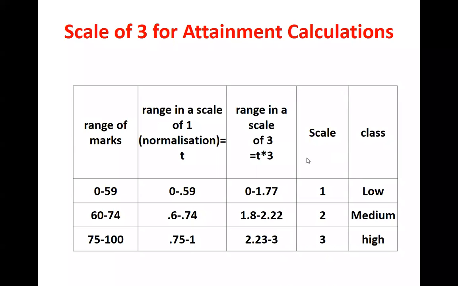Okay. So I hope this is clear. I am calculating my attainment in 3 levels: low, medium and high. And based on marks, this is the range of marks that I have specified: 0 to 59, 60 to 74, 75 to 100. I have normalized it and converted it to a scale of 3. So these are my ranges on a scale of 3.